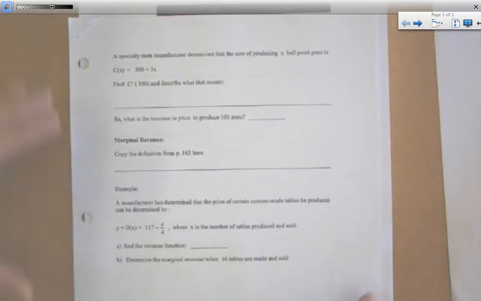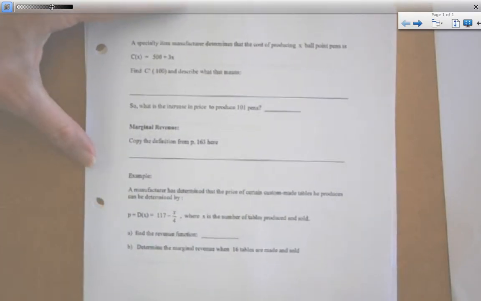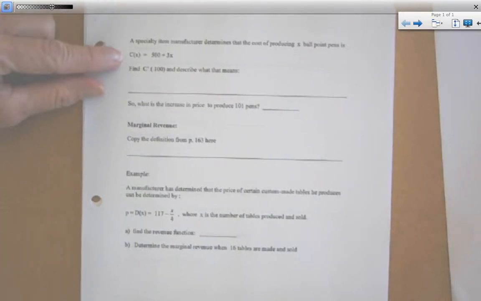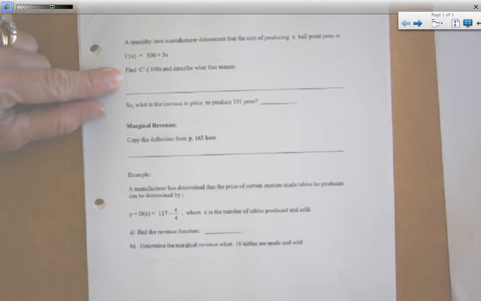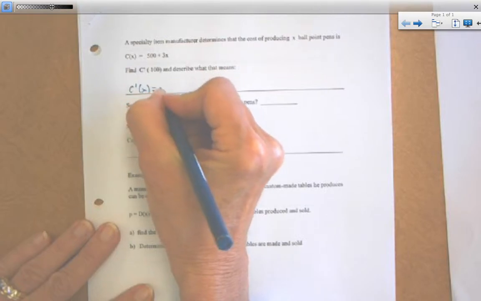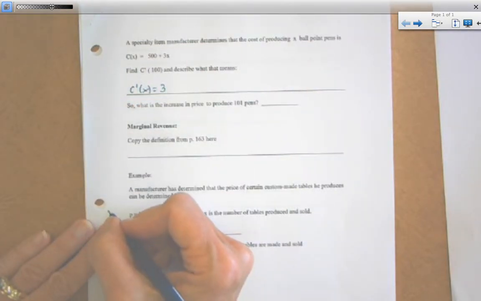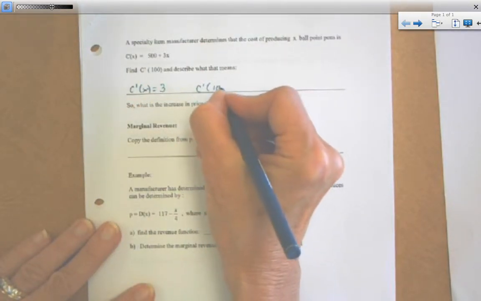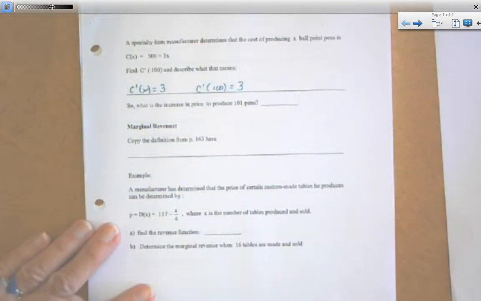A specialty item manufacturer determines that the cost of producing X ballpoint pens is C of X equals 500 plus 3X. Find C prime of 100 and describe what that means. Okay, so first let's find C prime. C prime of X is equal to 3. So C prime of 100 is still going to equal 3.